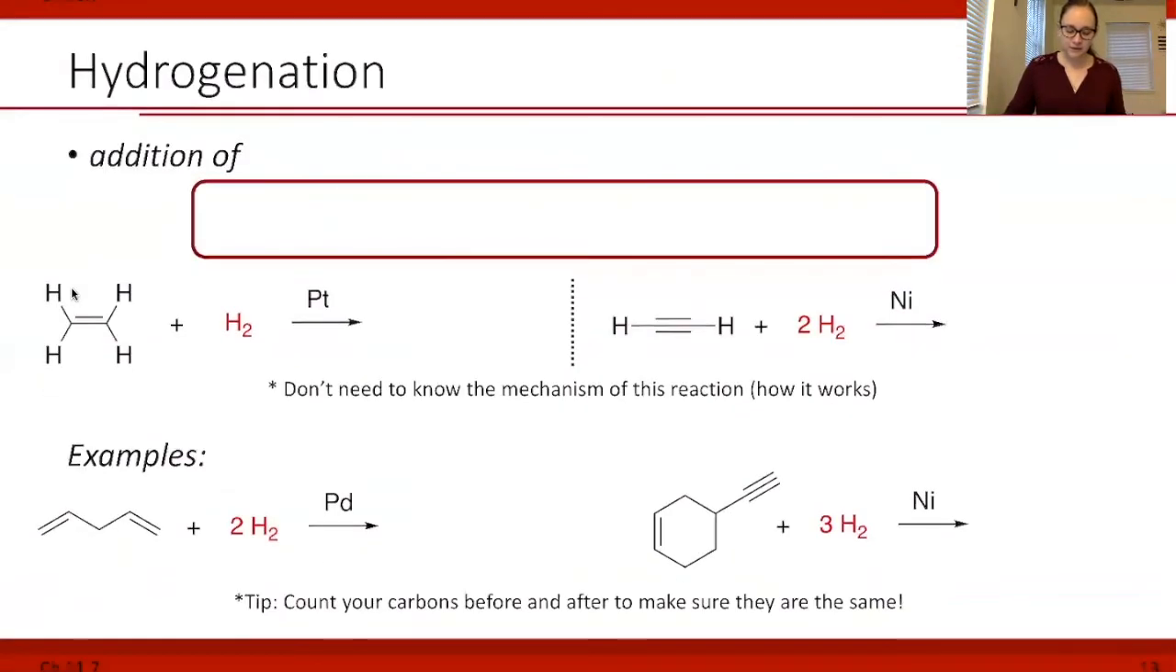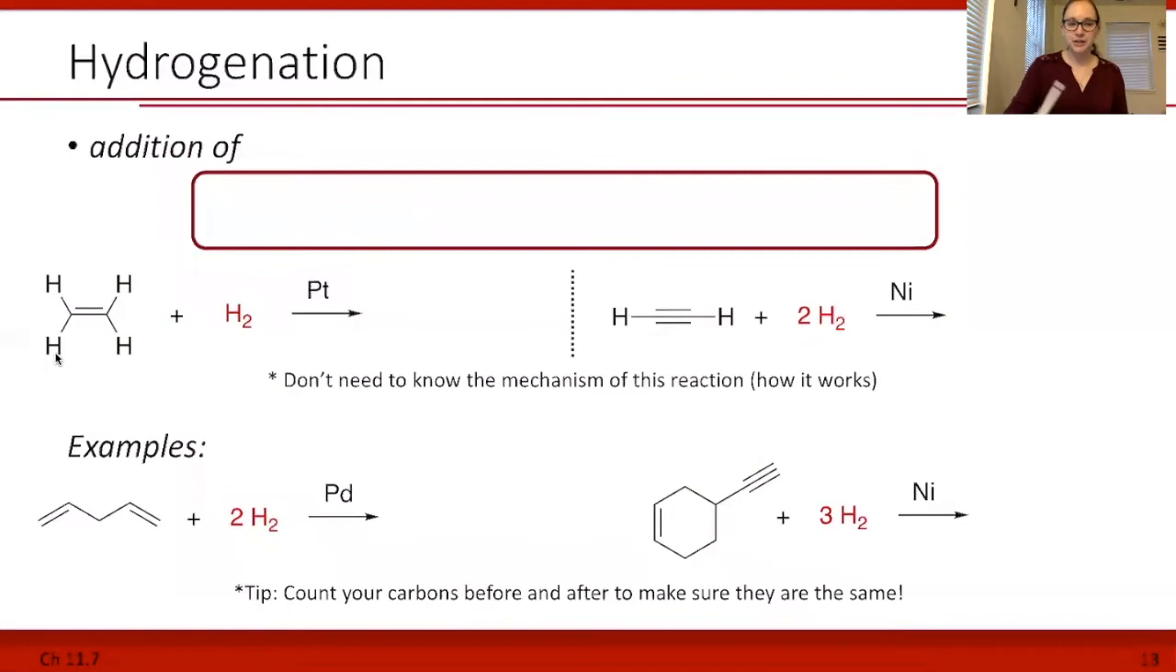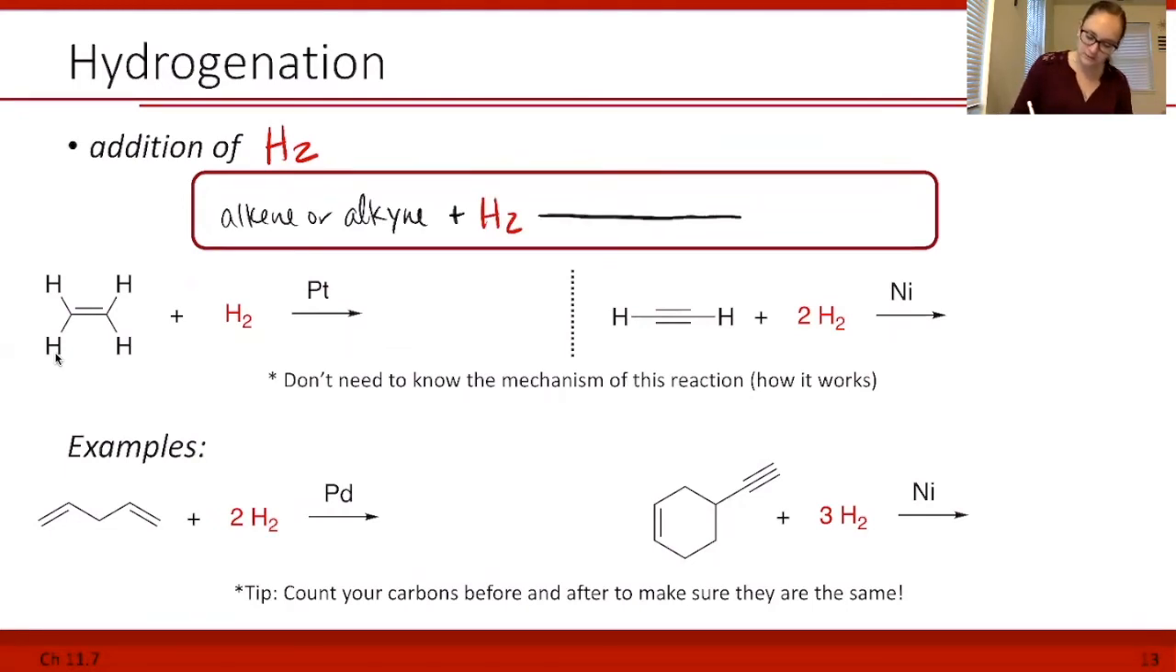Okay, so let's talk about our first one. Our hydrogenation reaction is our addition of H2, our addition of hydrogen. So how this is going to work is we're going to have our alkene or alkyne. You add hydrogen, H2, which yields, and we need to add in one other thing: our catalyst in order to do this.